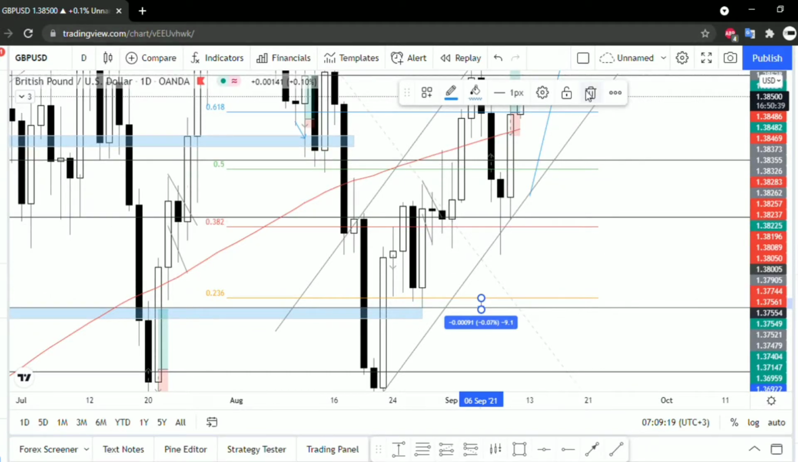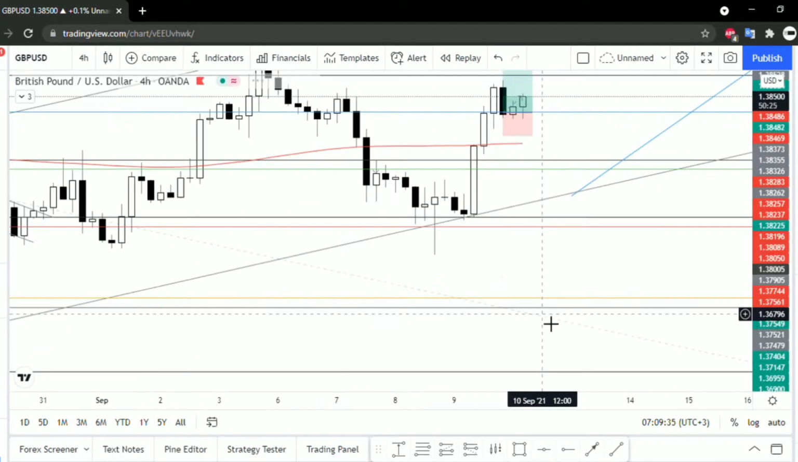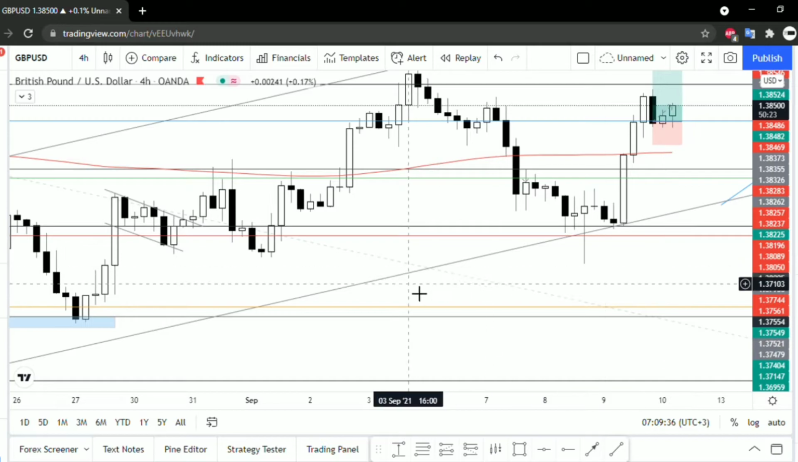And yeah, once we retested this area, we moved to the upside. As you can see, we broke above level 0.382. The currency pair had actually been moving around this area. Let's just go down to the 4-hour level. I want to show you guys what was happening in between this particular area.